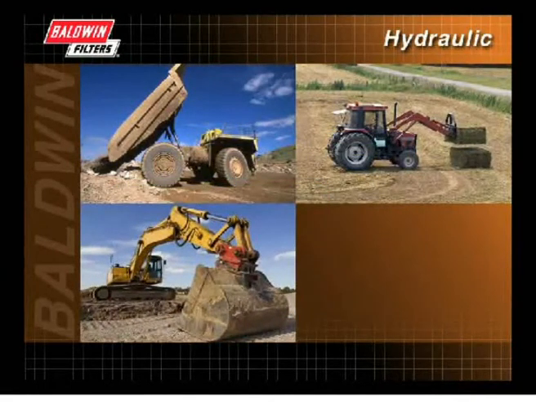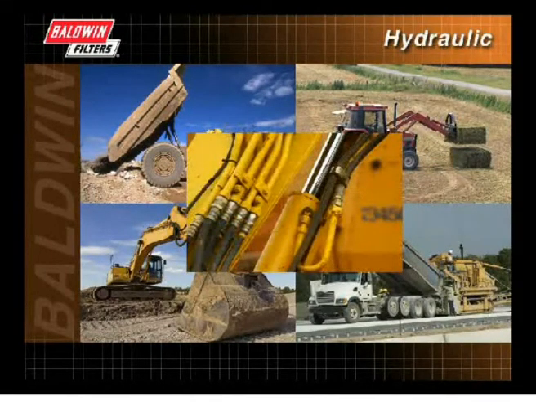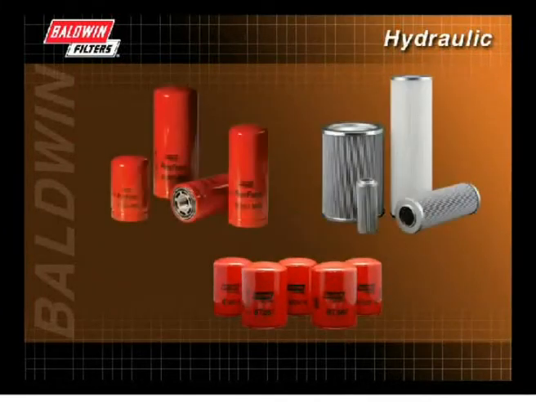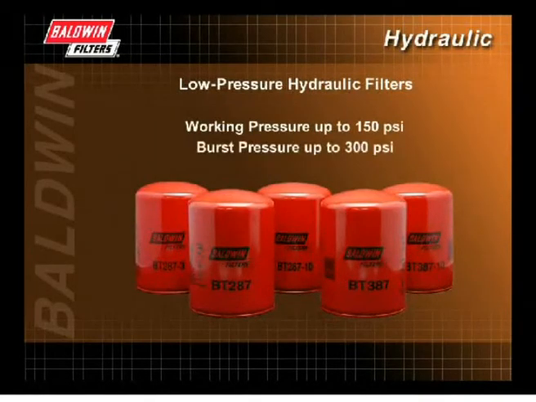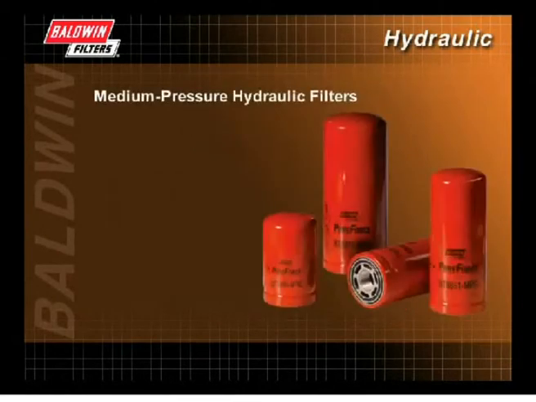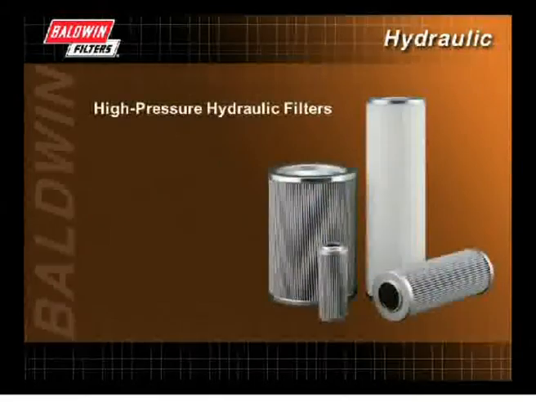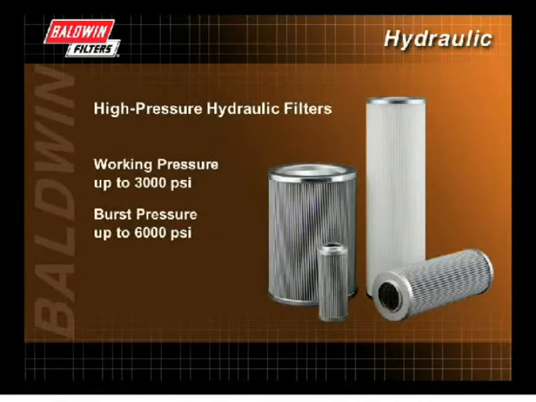Today's heavy-duty hydraulic systems run at higher pressures and faster cycle times than ever before, causing greater system stress and increased sensitivity to contamination. Baldwin provides a wide range of low, medium, and high-pressure hydraulic filters to meet any hydraulic system's configuration. Low-pressure hydraulic filters have working pressure up to 150 psi and burst pressure up to 300 psi. Medium-pressure hydraulic filters have working pressure up to 500 psi and burst pressure up to 1,000 to 1,500 psi. High-pressure hydraulic filters have working pressure up to 3,000 psi and burst pressure up to 6,000 psi.